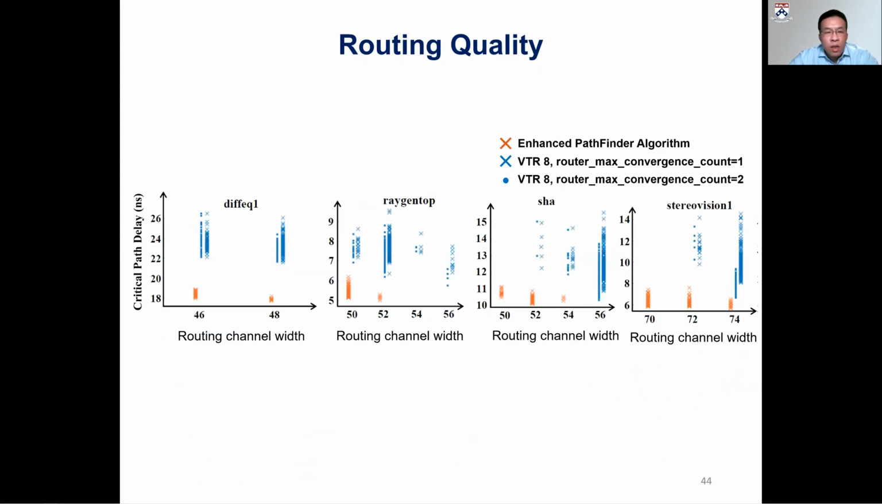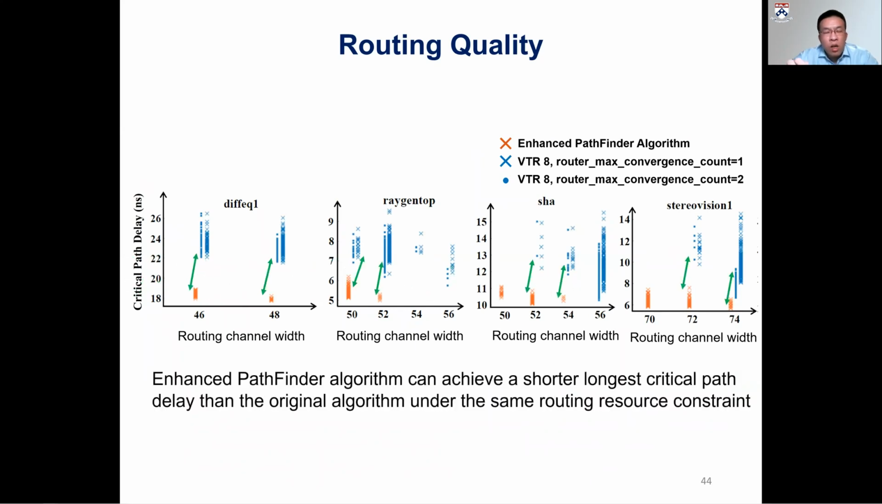We also find that under the same routing channel width, our enhanced PathFinder algorithm can largely reduce the critical path delay compared with the original PathFinder routing algorithm. This indicates that our enhanced PathFinder routing algorithm not only reduces the variation in the routing quality, but also improves the routing quality.